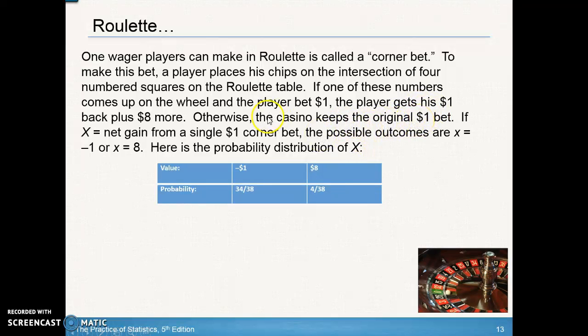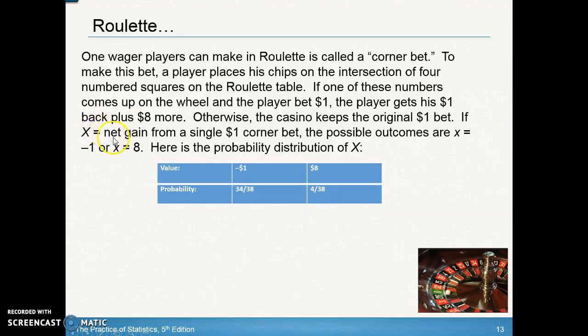All right, so you want to understand what these mean. So basically, in one case, the player bets $1, gets his dollar back plus 8 more. Otherwise, the casino keeps the dollar. That means that essentially you're paying $1 to play the game. You don't have any net gain.